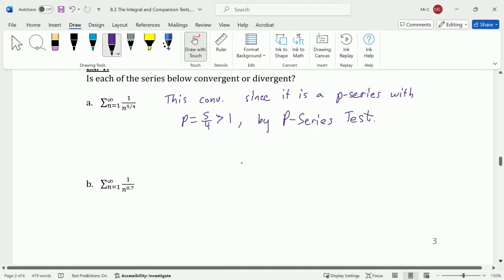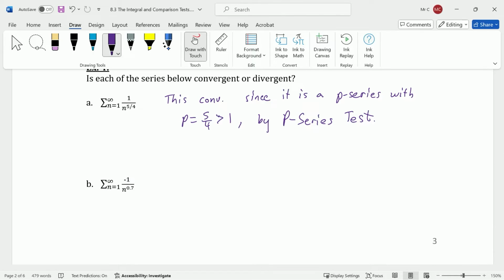And below here, we would say for part B, this is the series from n equals 1 to infinity of 1 over n to the 0.7 power. And we would say that this diverges since it is a p-series with p equal to 0.7, which is less than or equal to 1.